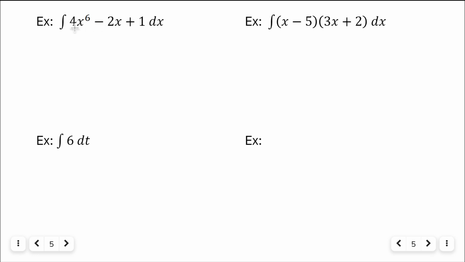So this can be split up into 3 separate integrals if you want. Now, normally we don't write 3 separate integrals. You can, though. So we'll do it the first time just so that you can see it. We are allowed to do this.